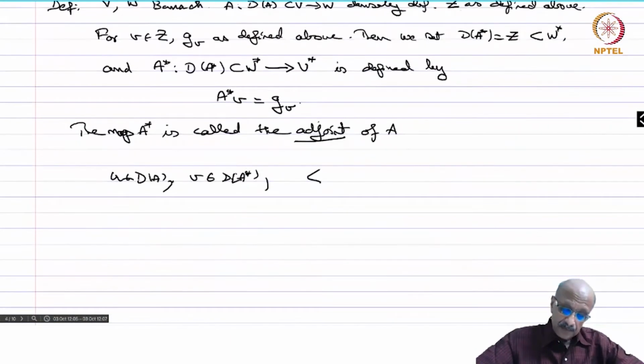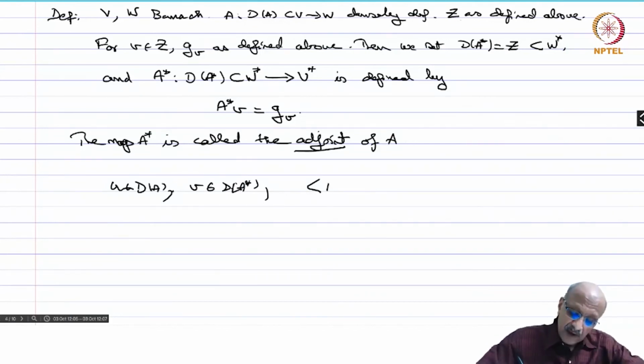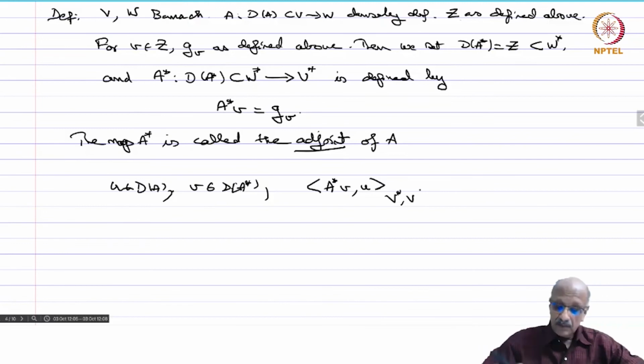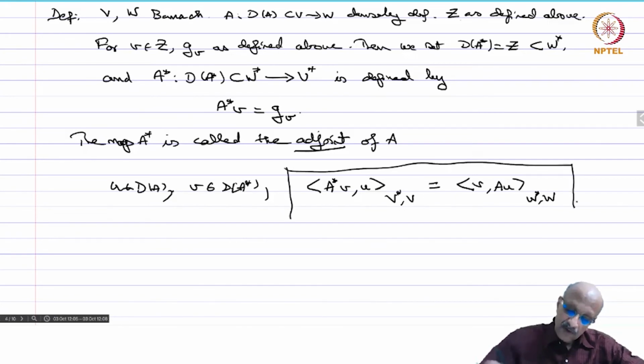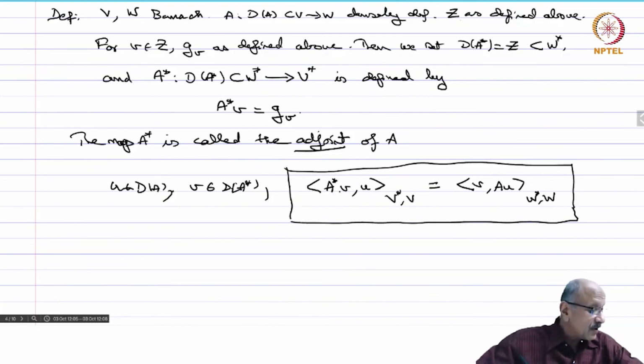So we have that A star v acting on u, this is in V star, V. This is nothing but, by the definition, v acting on Au, and this is in W star, W. So this is the fundamental defining relationship for the adjoint. And if any continuous linear functional in V star satisfies this relationship, then by the density and uniqueness we know that it has to be A star v.